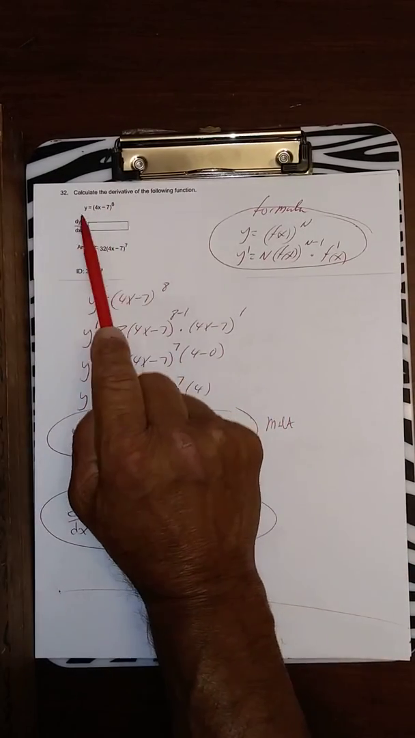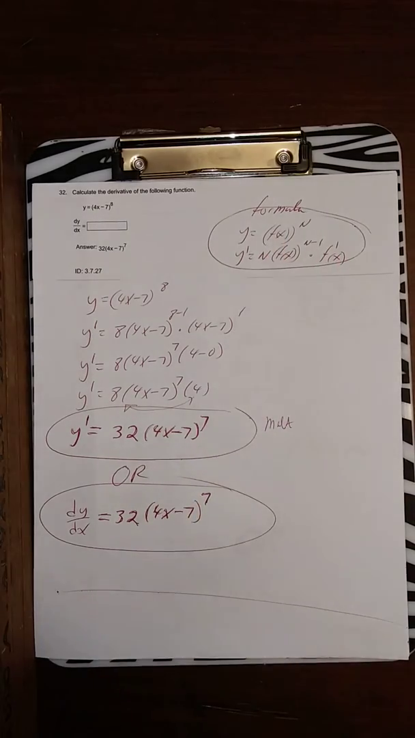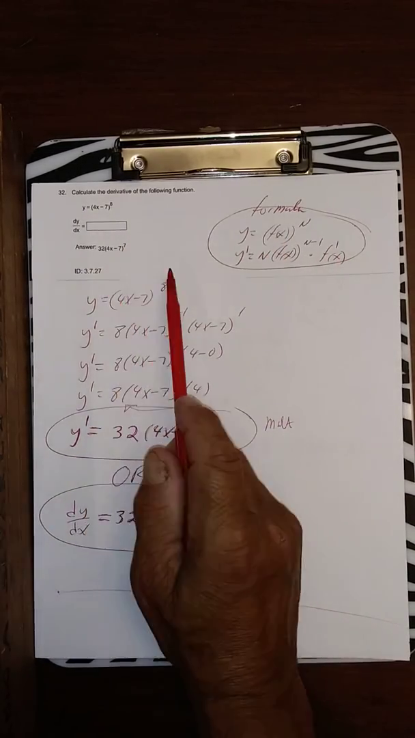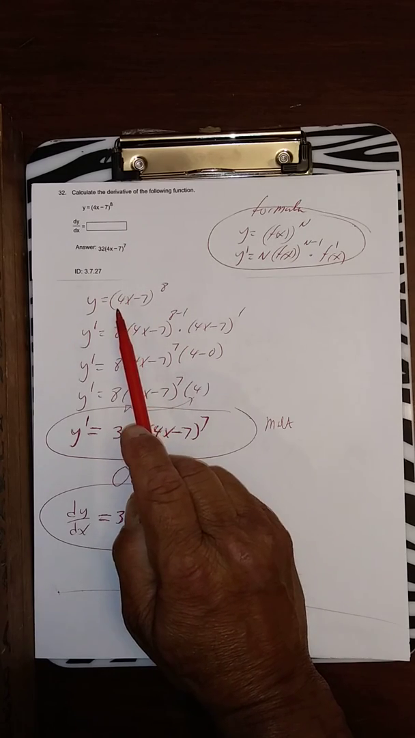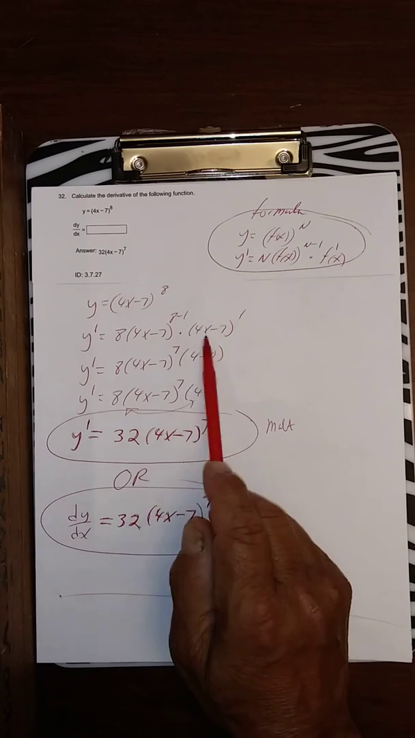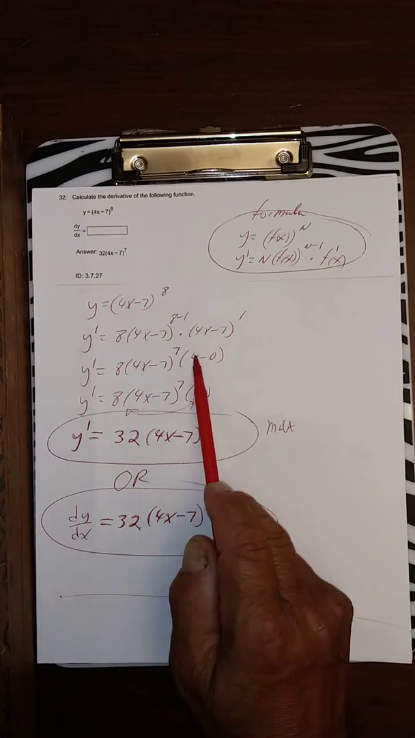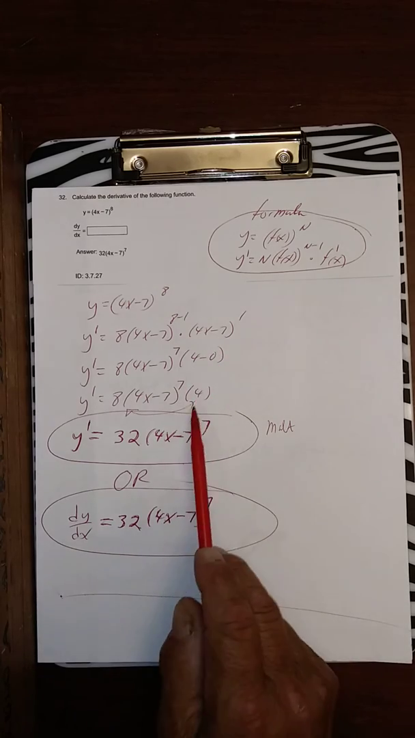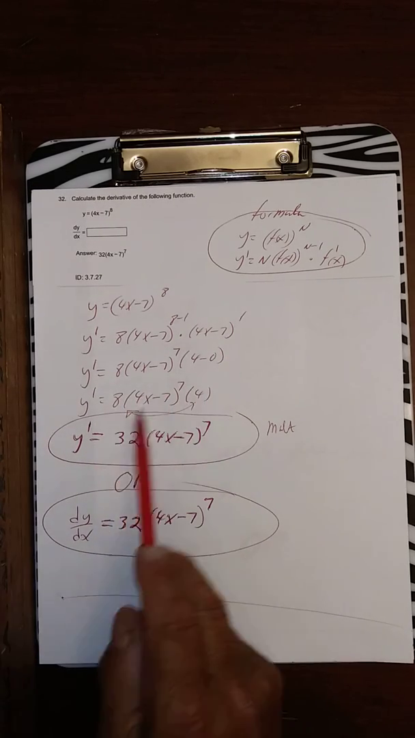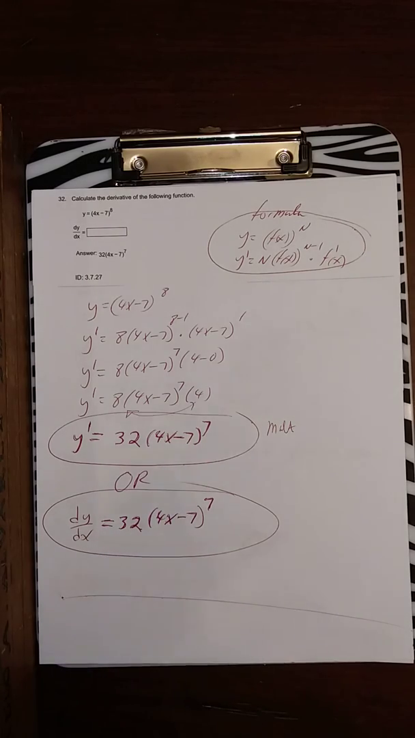Calculate the derivative of the following. Here's the formula. Function to a power: bring the power in front, derivative outside. So, chain rule, you want to call it. Put the power in front, subtract 1, and the derivative of this part. So that's going to be 7, the derivative of 4x is 4, so 4. Now multiply 4 times 8 across, you're going to get 32. (4x minus 7) to the 7, so dy/dx is that.